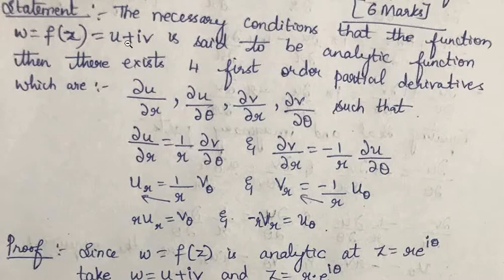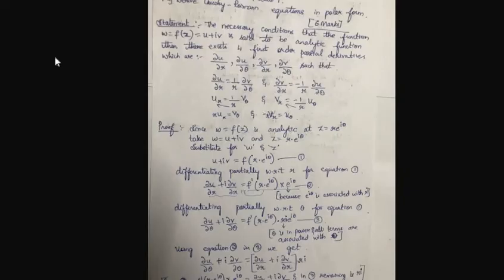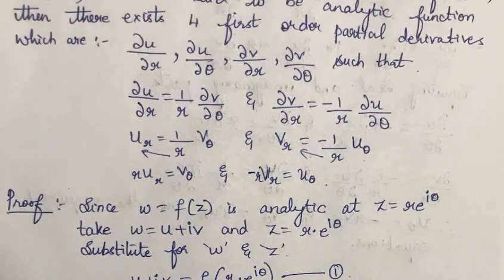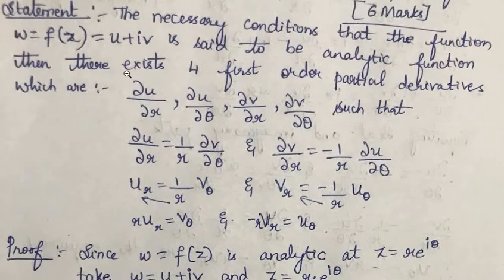This is a normal function now. u plus iv is a normal function. For this particular function, if it has to be analytic, then what should happen is that 4 first order partial derivatives must exist. How many partial derivatives? 4 first order partial derivatives must exist.